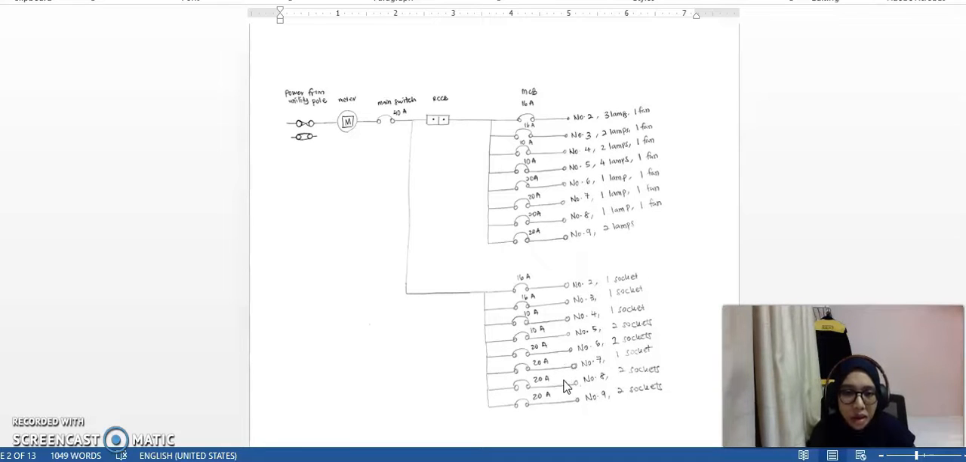MCB of 20 amp to number 8 of 2 sockets, and 20 amp to number 9 of 2 sockets. So that's all from me.